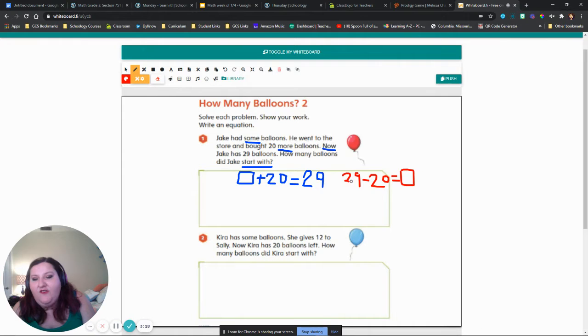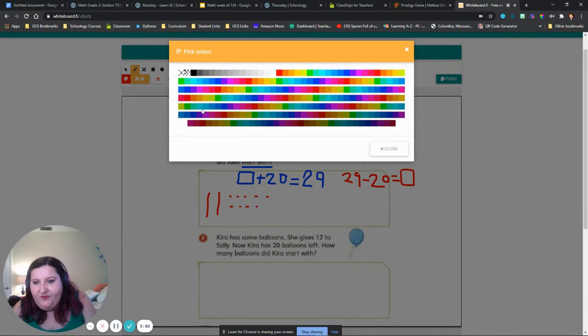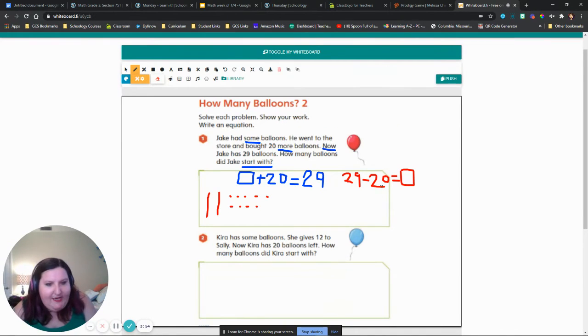Since I'm actually solving 29 take away 20, I'm going to draw out 29 in sticker notation. 10, 20, 21, 22, 23, 24, 25, 26, 27, 28, 29. I need to take away 20. I'm going to change my color here so you can see what I'm doing. There's no 1s I have to take away, but I do need to take away 20. 10, 20. Let's see what we're left with. 1, 2, 3, 4, 5, 6, 7, 8, 9. So I need to put 9 in my unknown box. So I am starting off with 9 balloons. I'm also going to write that: 9 balloons.